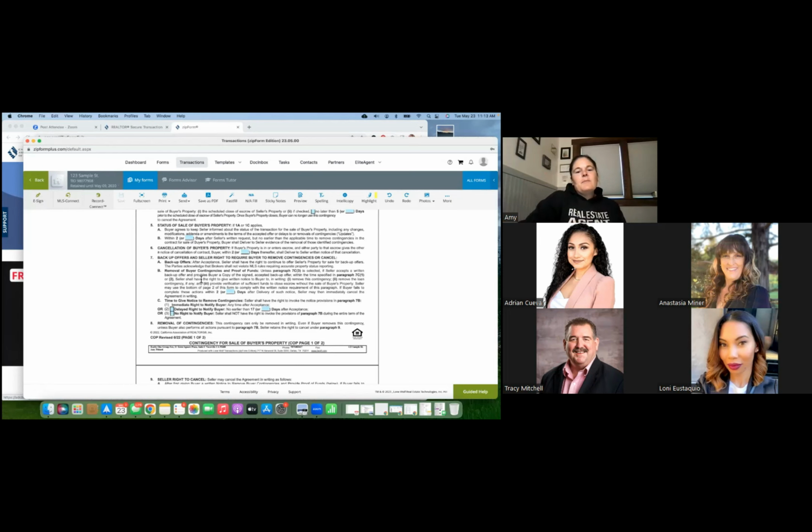The removal of buyer contingencies and proof of funds. So this is going to come back into play here in a second, but section 7B outlines that if seller accepts a written backup offer and provides buyer a copy of the signed accepted backup offer within the time specified in 7C1 or 2, seller shall have the right to give written notice to buyer in writing to remove this contingency, remove the loan contingency, if any, and provide verification of sufficient funds to close escrow without the sale of the buyer's property.